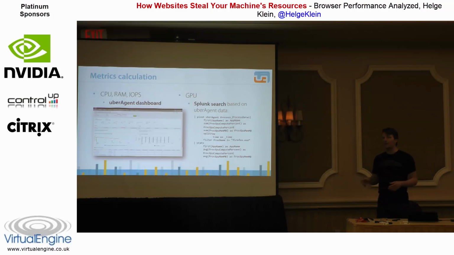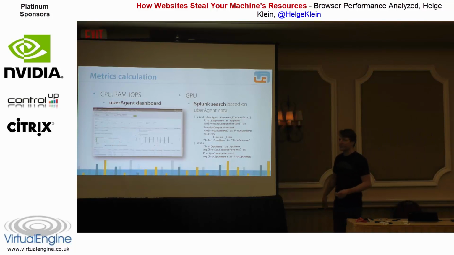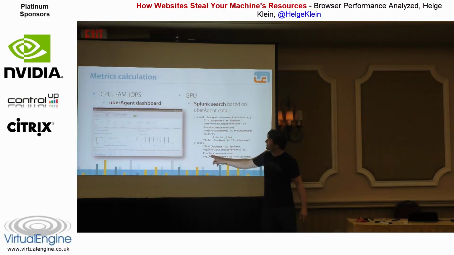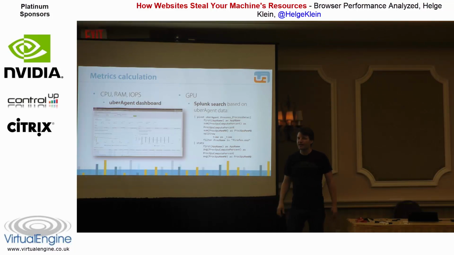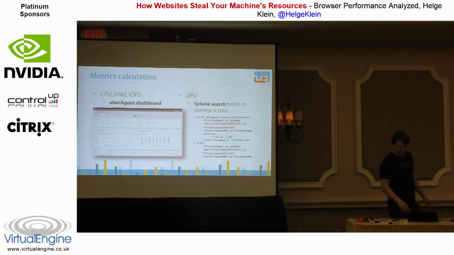Now, what kind of metrics did I look at? I looked at some of the obvious ones like CPU, RAM utilization and disk utilization in terms of IOPS. But we're also interested in the hardware acceleration part, and that happens on the GPU, so we need to look at what's going on with the GPU. UberAgent measures that too. For the GPU metrics I wanted them formatted in a specific way, so I used this search command in Splunk. The other metrics I just picked from one of UberAgent's dashboards.